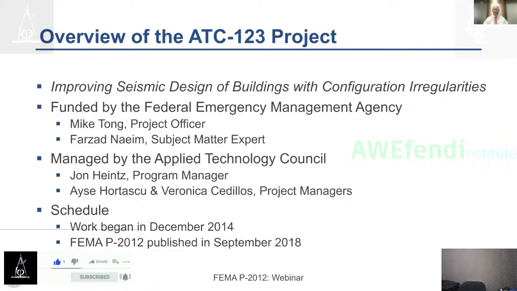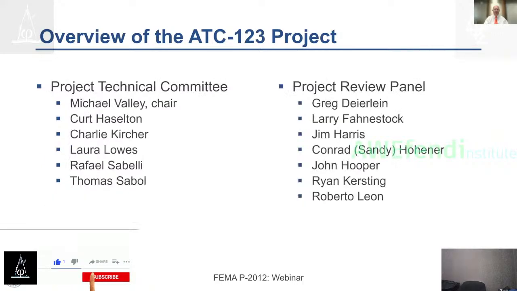We did the work primarily in 2015 through 18. You'll see on the next slide some key participants. As most Applied Technology Council projects, this was laid out with a project technical committee with a large supporting cast of other researchers and engineers, and then there was a project review panel so that the findings were well vetted, and so that even the course of the project was directed so that it could be most useful.